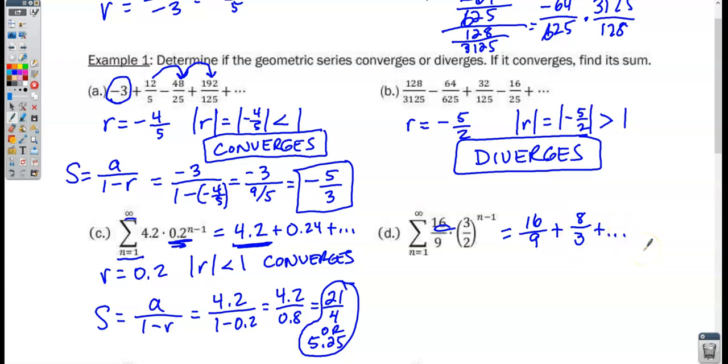And so there's what our geometric series is. We can identify the terms here. A is equal to 16 over 9, R is equal to 3/2, but R being 3/2, that means that the absolute value of 3/2 is greater than 1, which tells us that this series diverges.